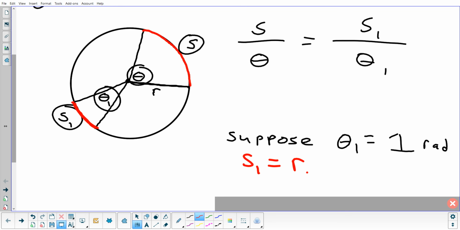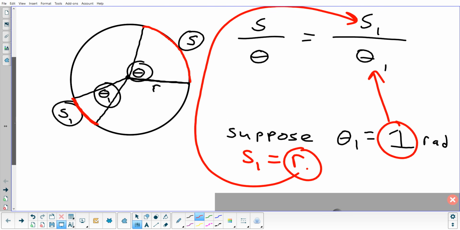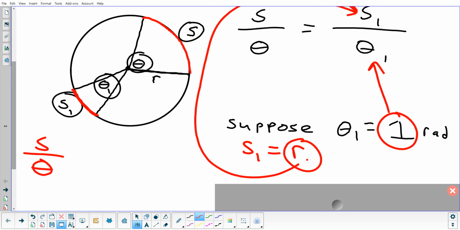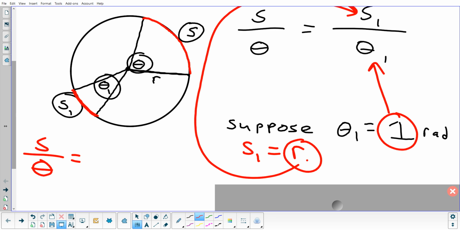That fact is just like saying in 1 foot there's 12 inches. Why is that true? Well, I don't know. That's just the way they defined it. Same thing here. If this angle is 1 radian, then the arc is automatically equal to the radius. So let's fill that in. Let's fill in that for theta 1, and we're going to fill in that for S1. All right, so the left-hand side is going to stay the same. S over theta equals R over 1.